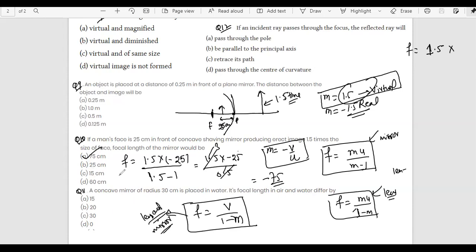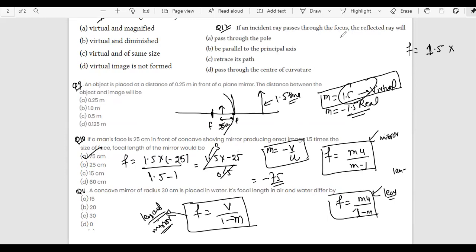Yes, sir. Let's move to question number 9. Sorry, question number 11. Sir, it's A15.